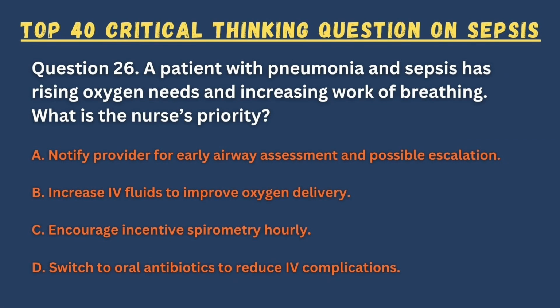Question 26. A patient with pneumonia and sepsis has rising oxygen needs and increasing work of breathing. What is the nurse's priority? A. Notify provider for early airway assessment and possible escalation. B. Increase IV fluids to improve oxygen delivery. C. Encourage incentive spirometry hourly. D. Switch to oral antibiotics to reduce IV complications.